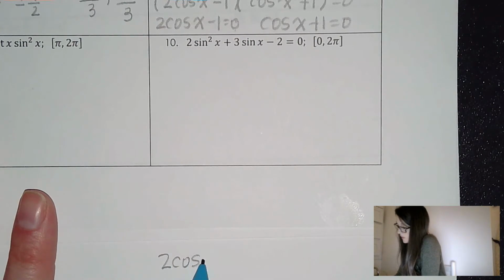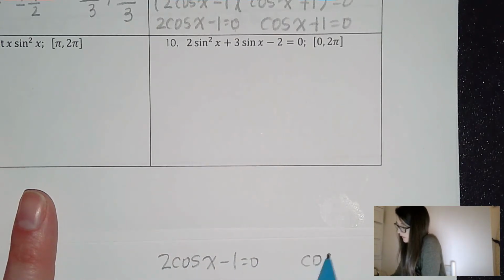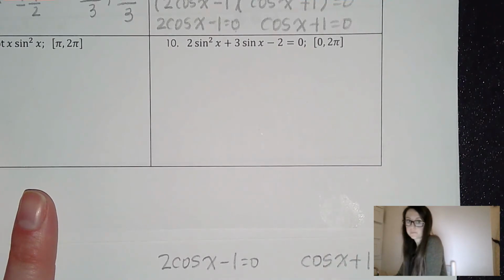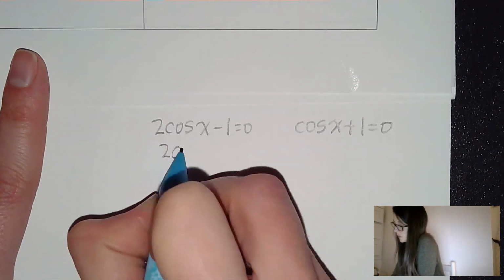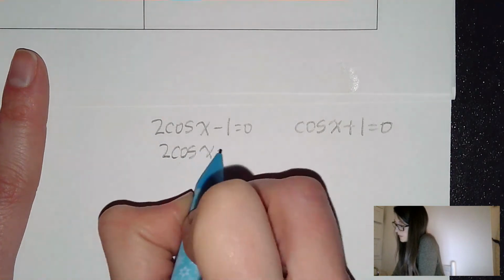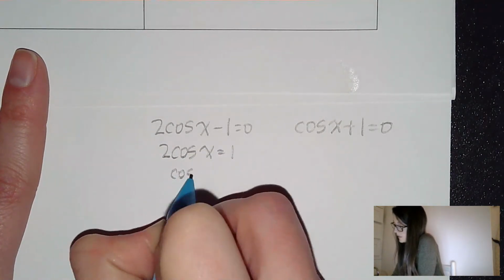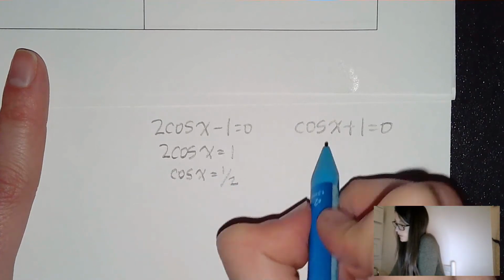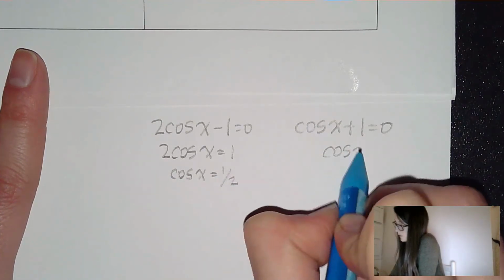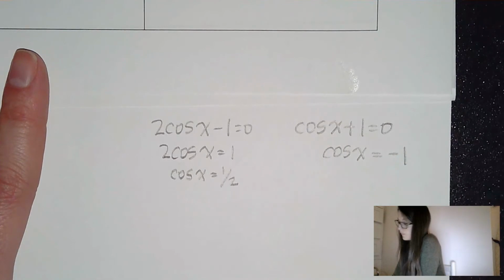So this is gonna be 2 cosine of x minus 1 equals 0, and then cosine of x plus 1 is equal to 0. Okay, all right. So we have two equations, so we'll have 2 cosine of x is equal to 1. So cosine of x will be equal to 1/2. And then this one would just be cosine of x is equal to negative 1.